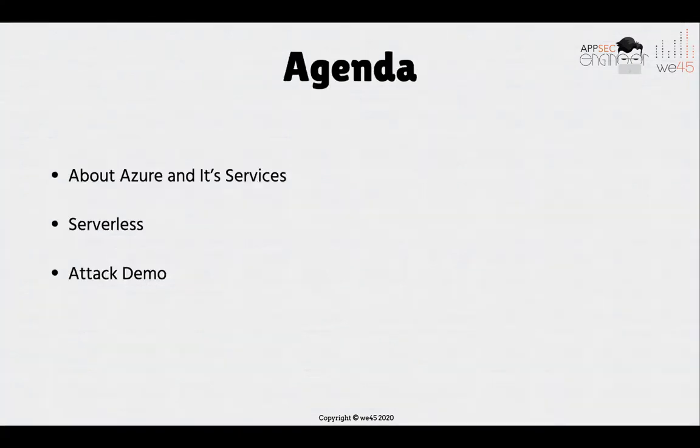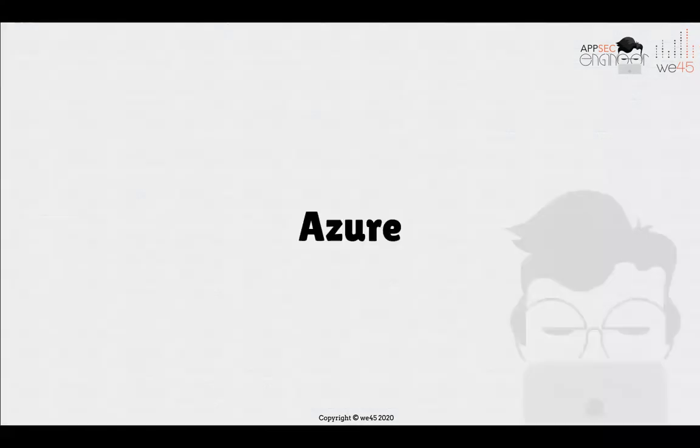So let's get started with the agenda. In the agenda, we'll be looking at Azure and its services. And later we'll dive into serverless and whether you want to consider using serverless or not. And if you're considering using serverless, what are the challenges you're going to face? And what are the security considerations you're supposed to make? We're going to see them in great detail. At the end, we will be demonstrating an attack on an Azure serverless variant called Azure Functions, where you'll be seeing a lot of interesting stuff. So let's get started with Azure.